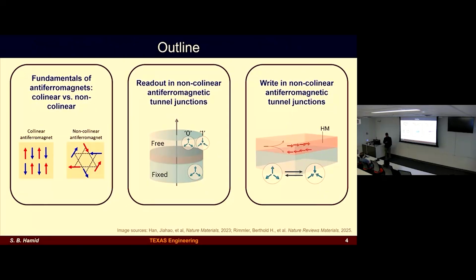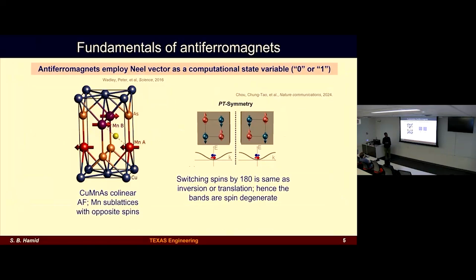So here is an outline of the talk. First, I will cover some of the fundamentals of antiferromagnets, focusing on collinear versus non-collinear versions. And then I will discuss readout mechanisms in non-collinear antiferromagnetic tunnel junctions, followed by how we can write to these devices. And finally, I will be summarizing these discussions. So onto the fundamentals now.